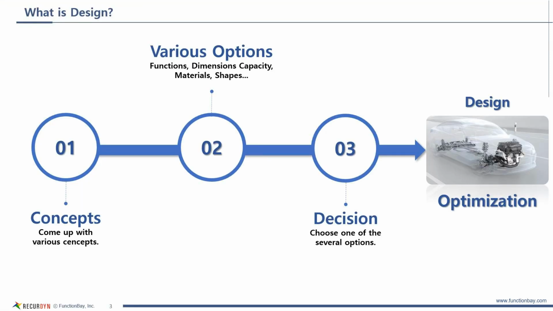Before I talk about optimization, I'd like to talk about what design is, because optimization is usually referred to as design optimization. When we design something, we first come up with various concepts, which can include many options such as functions, dimensions, capacity, materials, shapes, and so on. Eventually, we will need to decide on or choose one of the several options. In other words, for successful product development, engineers must make choices.